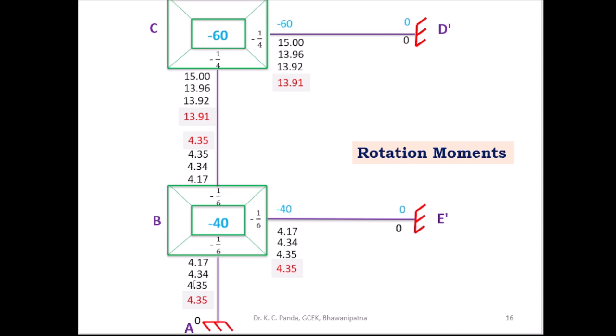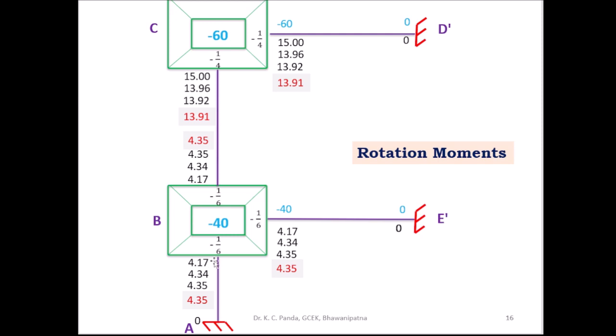For the third cycle, the rotation moments m dash BA, m dash BE, and m dash BC are each equal to 4.35. Then again you go for the fourth cycle and you go to joint C. At joint C, find the rotation moments m dash CB and m dash CD. In the fourth cycle, m dash CB you got 13.91 and m dash CD you got 13.91. This is the fourth cycle value.